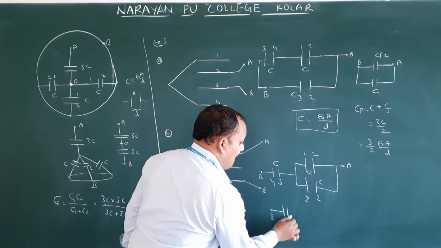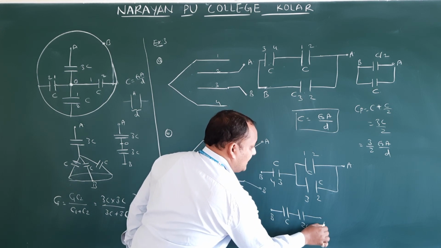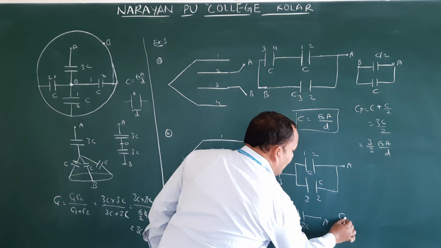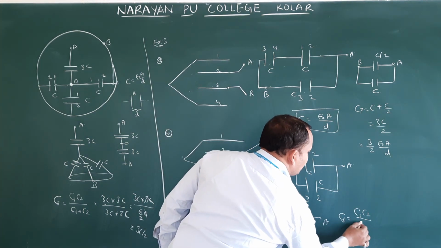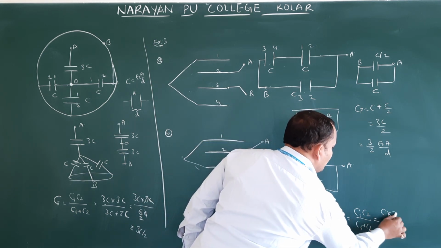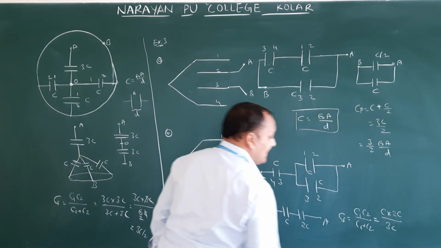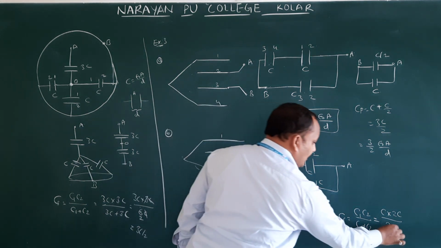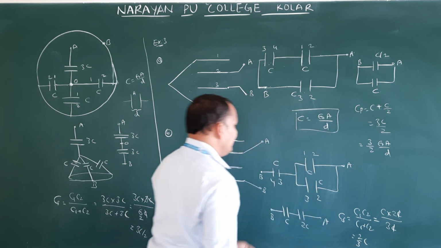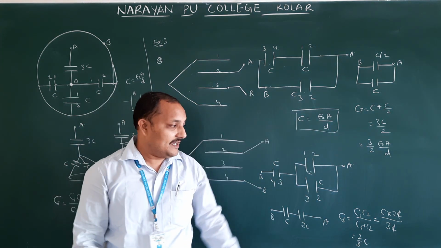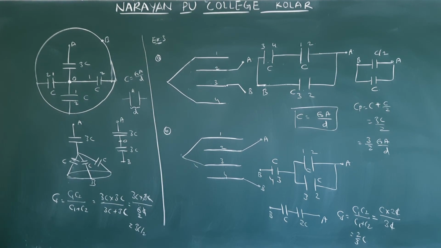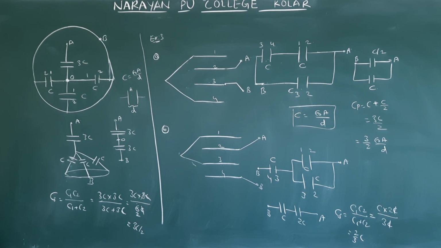This is B. This is A. 2C, and 2C and C are in series. Series means what is the formula? Cs is equal to C1 C2 by C1 plus C2. C into 2C by C plus 2C, which is 3C. Therefore C will be cancelled. 2 by 3 C. What is C here? Epsilon naught A by D. That is nothing but 2 by 3 epsilon naught A by D. Okay.